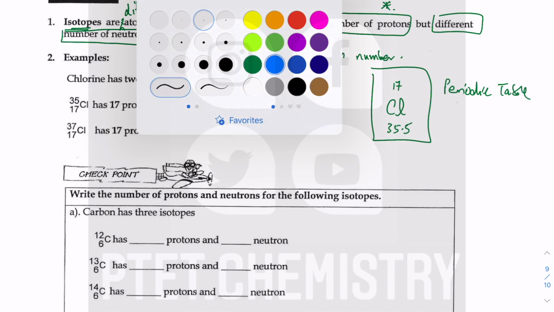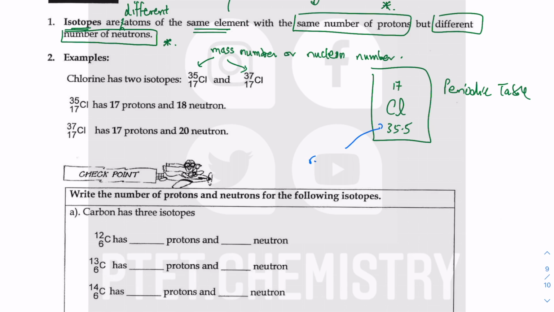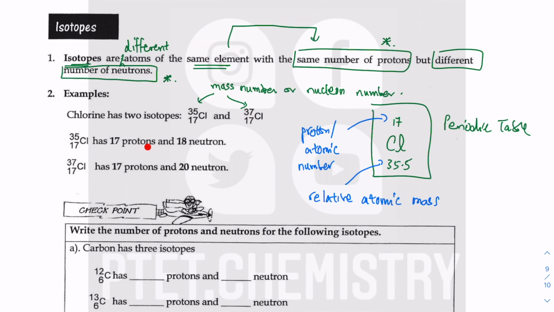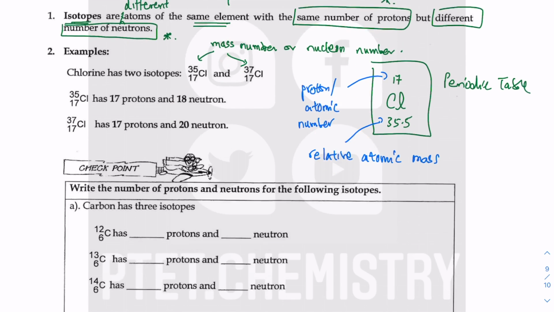In the periodic table, they specifically tell you that this is not the mass number, this is the relative atomic mass, and it is given for free, but that is the proton or atomic number. So the mass number or nucleon number is not always equal to the relative atomic mass. As you can see, here is 35.5, but here is 35 and also 37. Same number of protons because they are the same element, but they are different atoms of the same element with the same number of protons but a different number of neutrons.